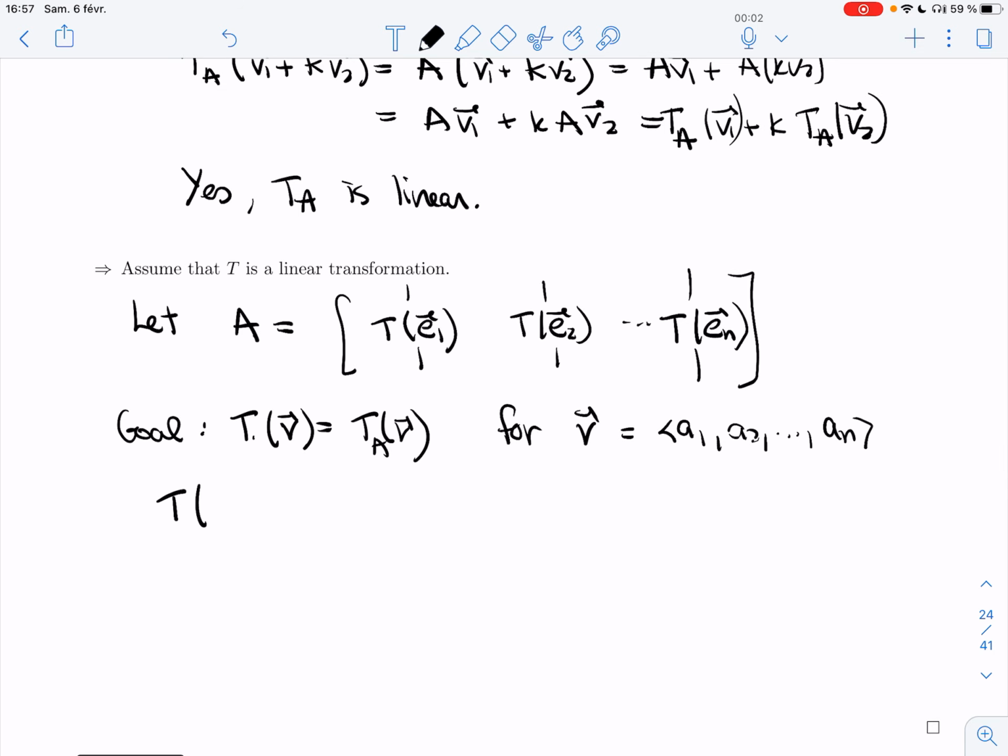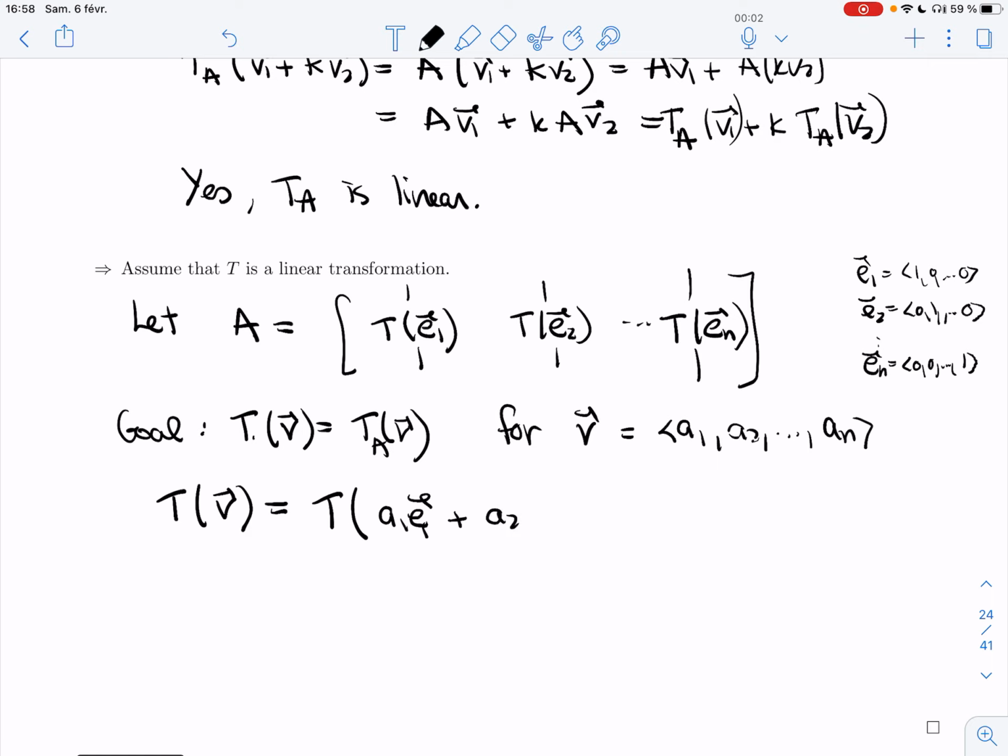All right, so let's look at T of v. I could write v as a1 e1 plus a2 e2 and so on up to an en. Do you remember what e1 is? e1 is 1, 0, 0. e2 is 0, 1, 0. It's just the standard basis and so on. And so it's easy to come up with the coordinates when you have the standard basis. That's what we usually use when we write the coordinates here.